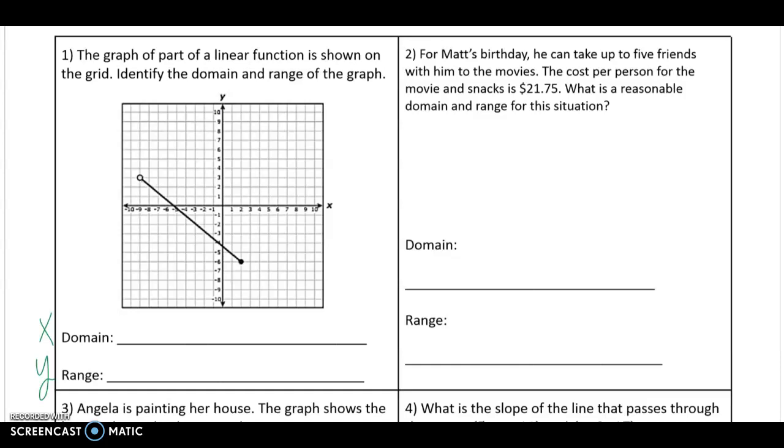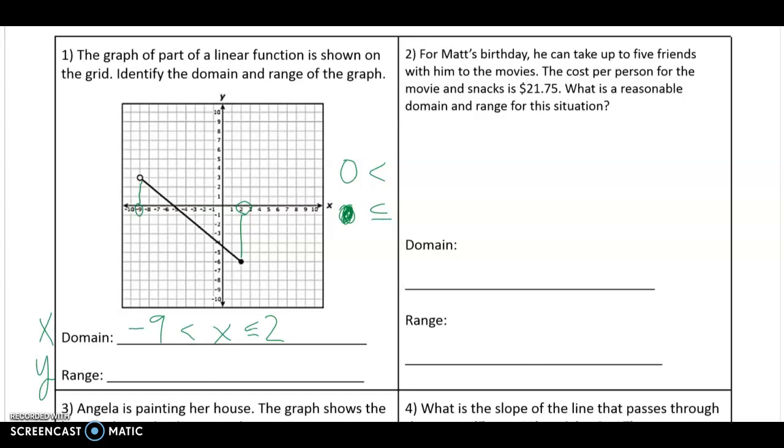So our domain, we go to the X-axis, we can see the smallest X value is -9. We put an X in the middle, notice I left some space. And then the biggest X value is +2. One thing to note, if we have an open circle, we put less than. If we have a closed circle, then we put less than or equal to. So at -9, it's an open circle, and at +2, it's a closed circle. So that is our domain for that graph.